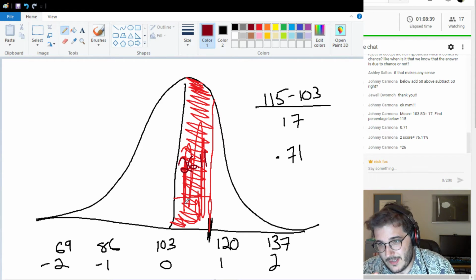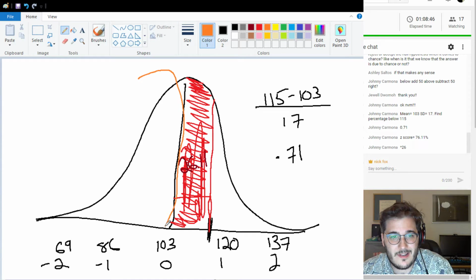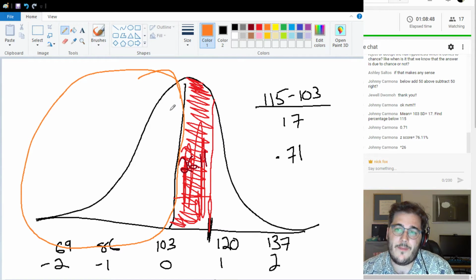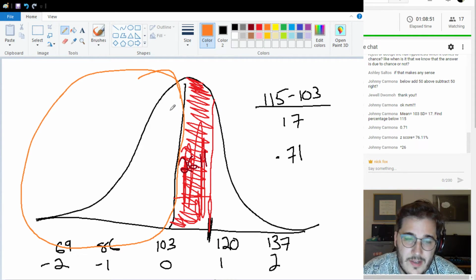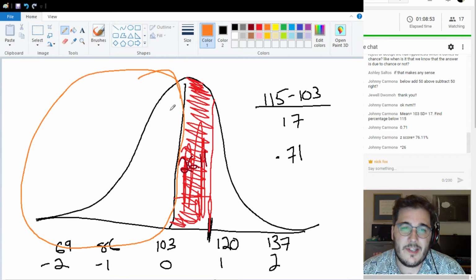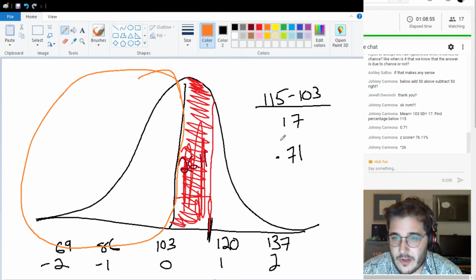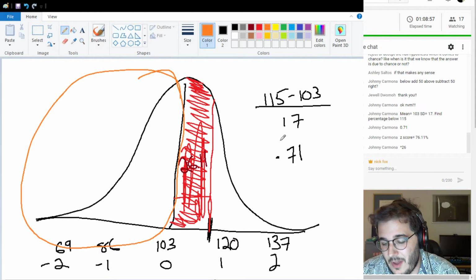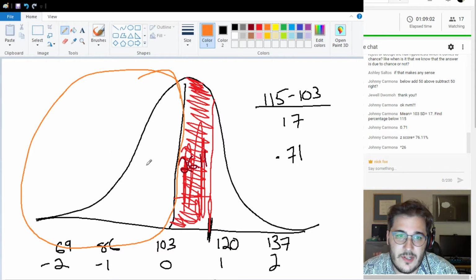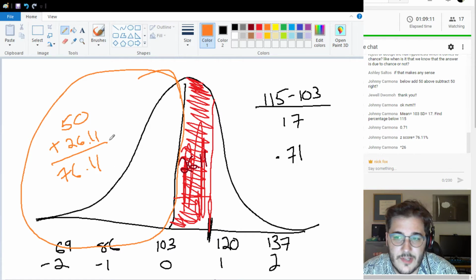But the question was, find the percentage below 115. So that includes all of this, right? What you know is 50%, because it's half of the curve and the curve is symmetric. So all scores below the mean cumulatively is 50%. So you would just take 50 and add 26.11 and you get 76.11. So that's the answer for this question.